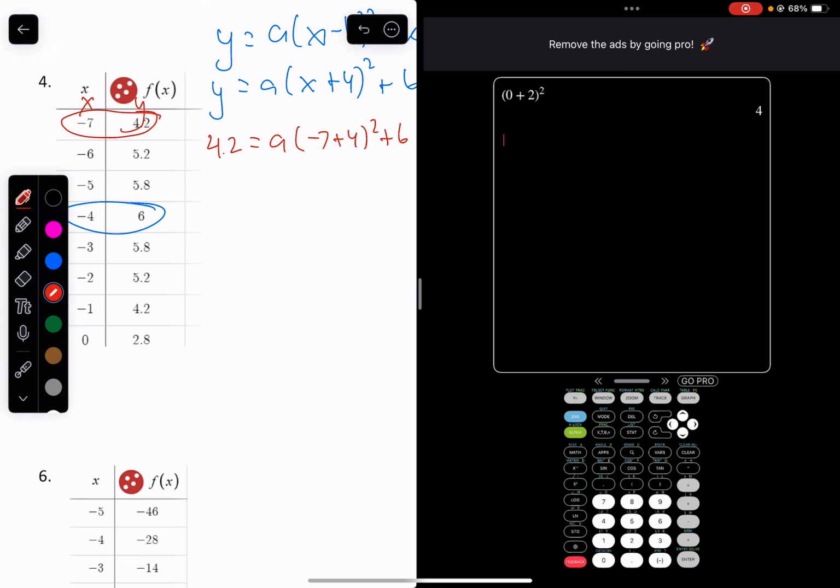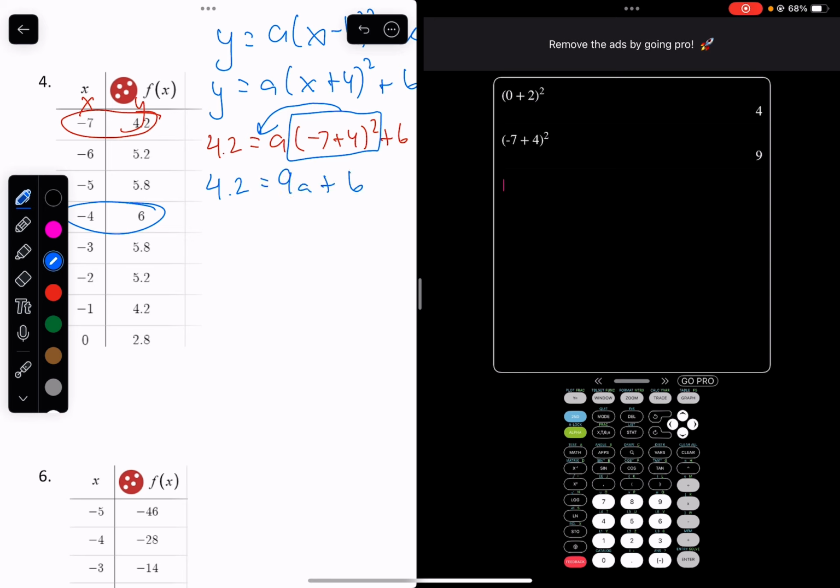If you recall, and this is the part everyone's going to get confused, do not plug this entire thing into your calculator. You're only going to plug this part in, and that becomes the coefficient on a. So we're going to do negative 7 plus 4, close parentheses, squared. So my coefficient's 9. So I've got 4.2 equals 9a plus 6.